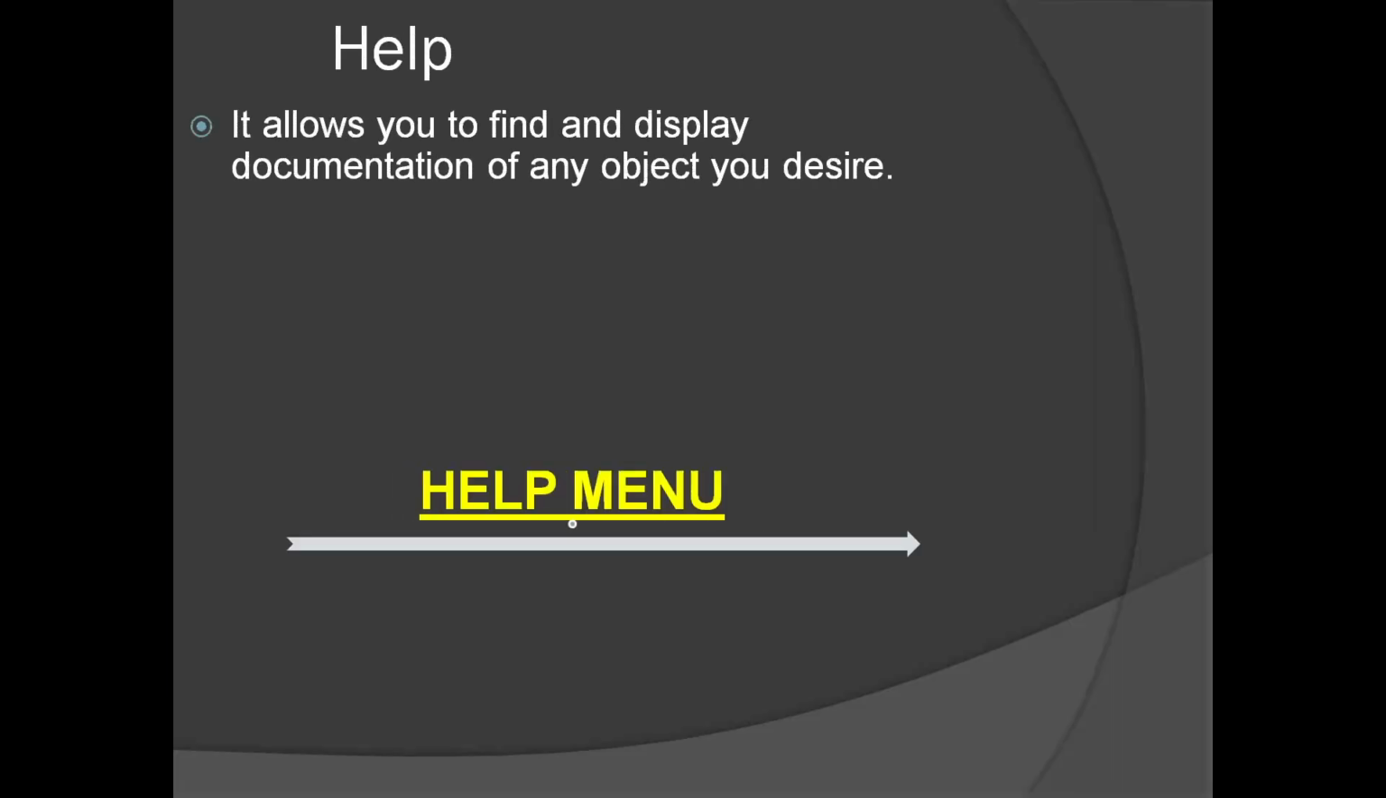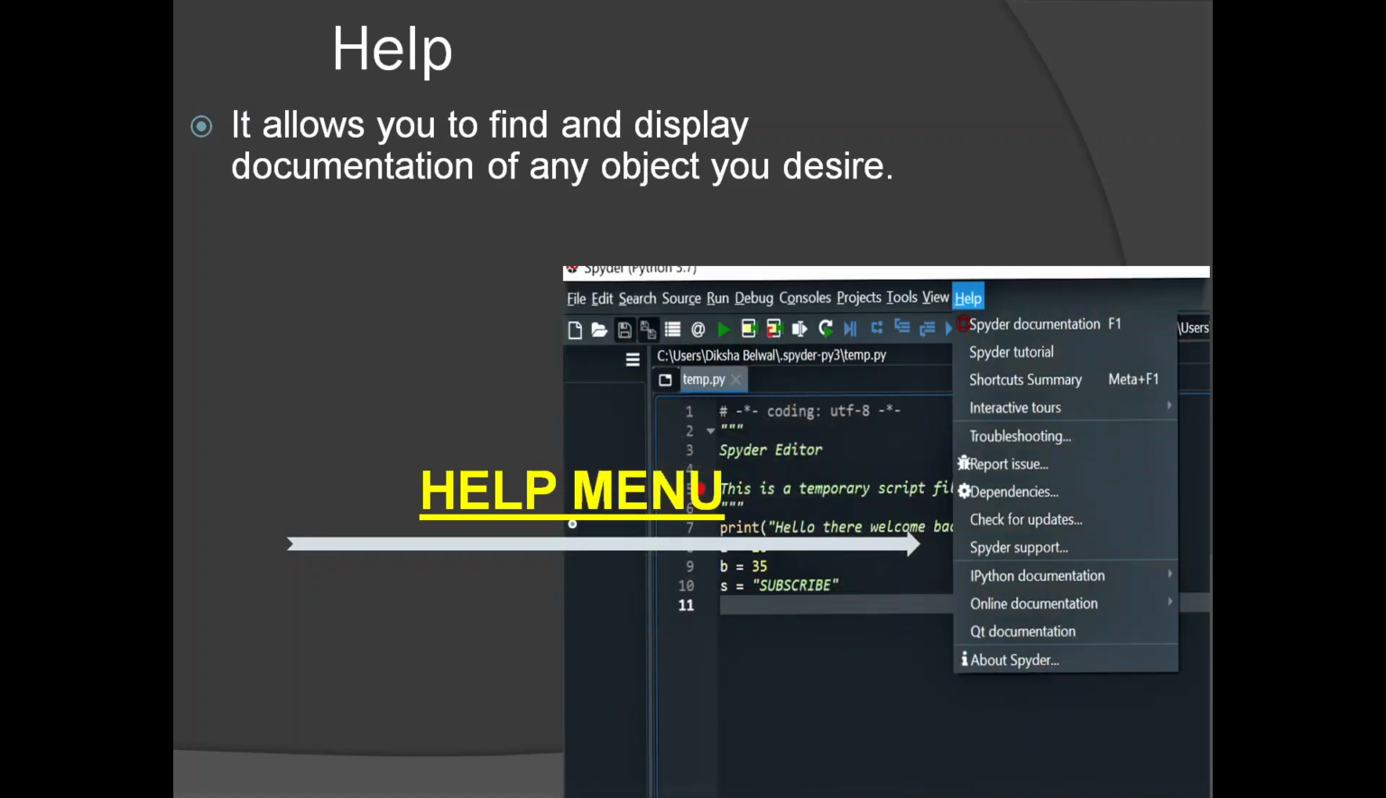Finally, let's take a look at the Help menu. The Help pane allows you to find and display documentation of any object you desire. When you click on the Help menu, you can see that it provides various options such as the Spyder documentation, Spyder tutorial, shortcuts, etc. So in case you encounter any issues while using this IDE, you can simply navigate to the Help menu and resolve your issue easily.